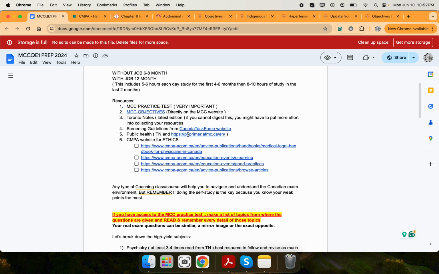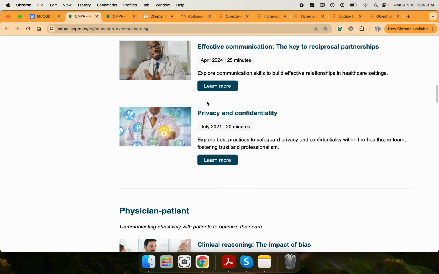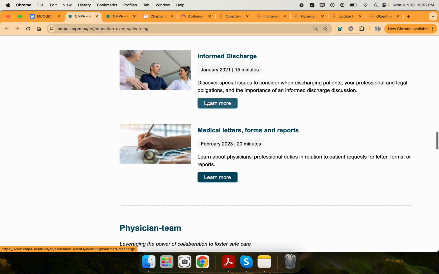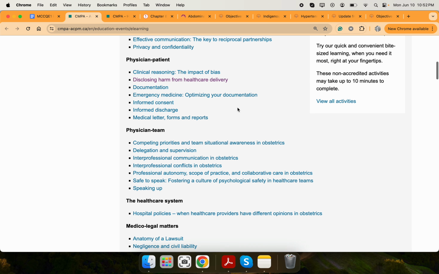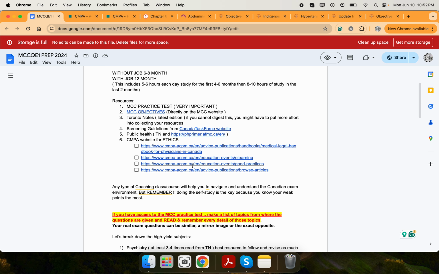Second link which I'm going to start is the e-learning. Everybody knows about e-learning, most of you. If you can do all of these e-learnings, it's very beneficial. It gives you a little bit of activity, and it's around 15 to 20 minutes, not more than that, each and every e-learning. As much as you can do, it will be very good for your preparation.